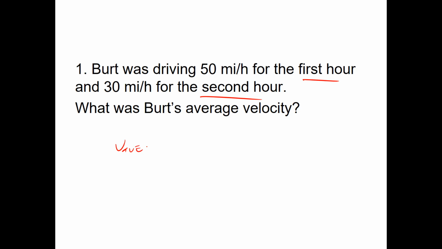You can go ahead and say Vavg equals (Vi plus Vf) over 2, which is essentially the same thing as another equation we're going to look at, the same thing we did last time. So 50 plus 30 over 2, and you get 40. And it'd be 40 miles per hour. Use whatever unit you had going in.